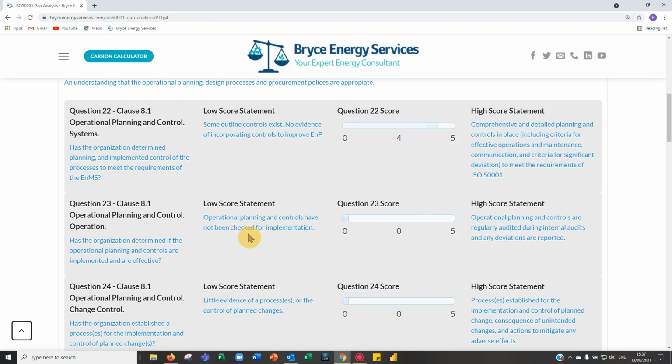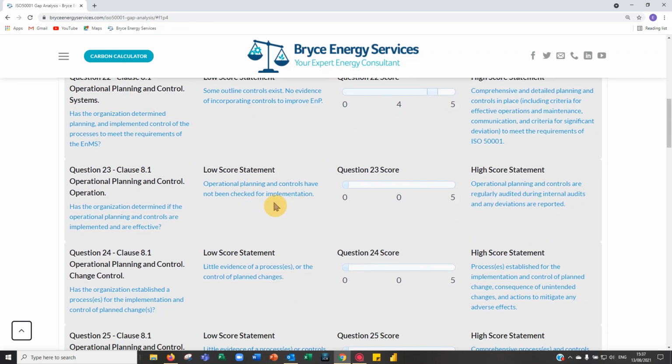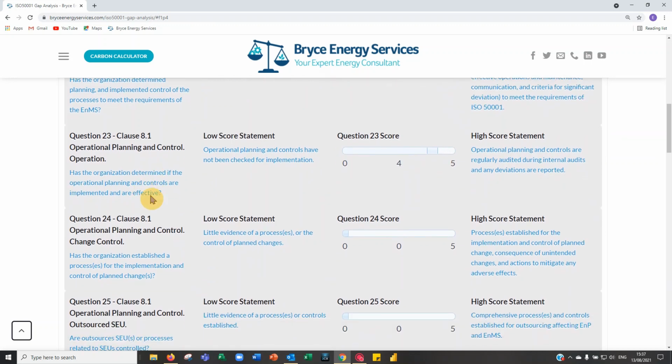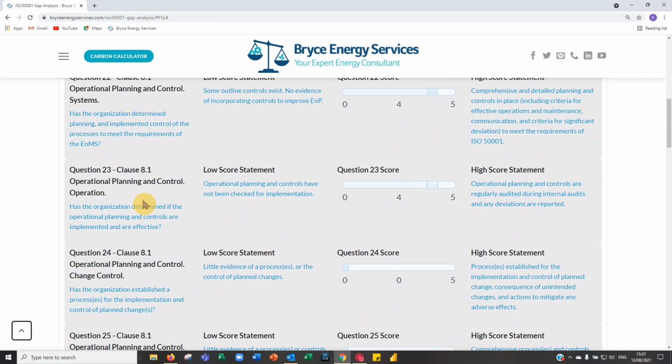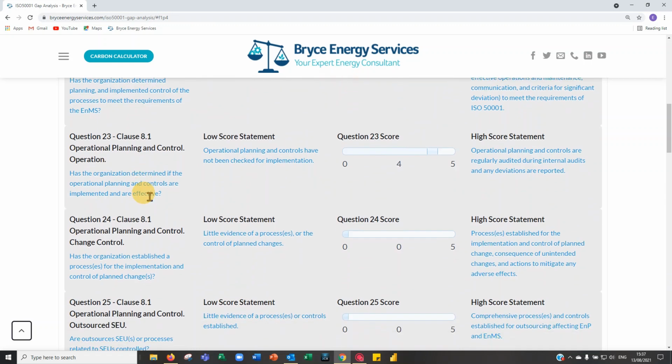So 4, operation plan have been checked, not been checked for implementation, operation planning. So the top one is the system, and this second one, 23, is the operation.